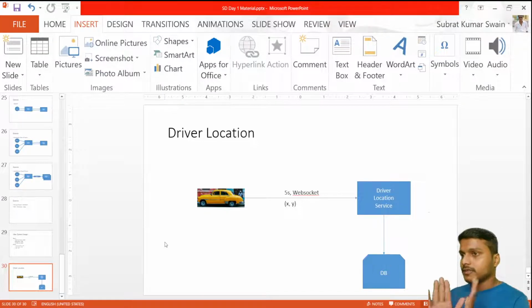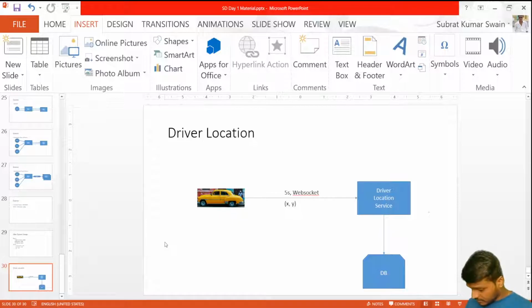I hope you understood this driver location part. I have some other things to discuss about why we have taken WebSocket. So every 5 seconds the driver would be updating the data to this driver location service, which would be stored in the database, and it would be sending the longitude and latitude position. I hope it's clear up to this.